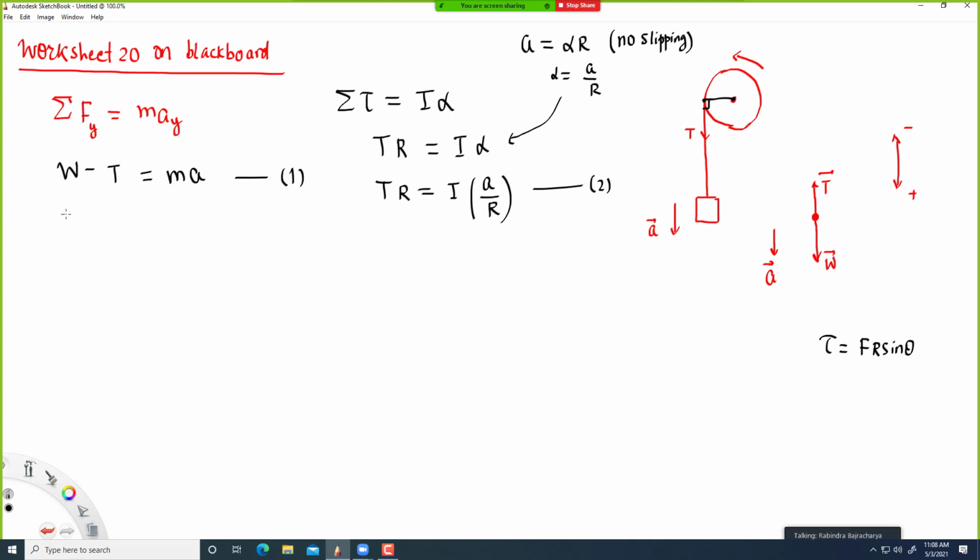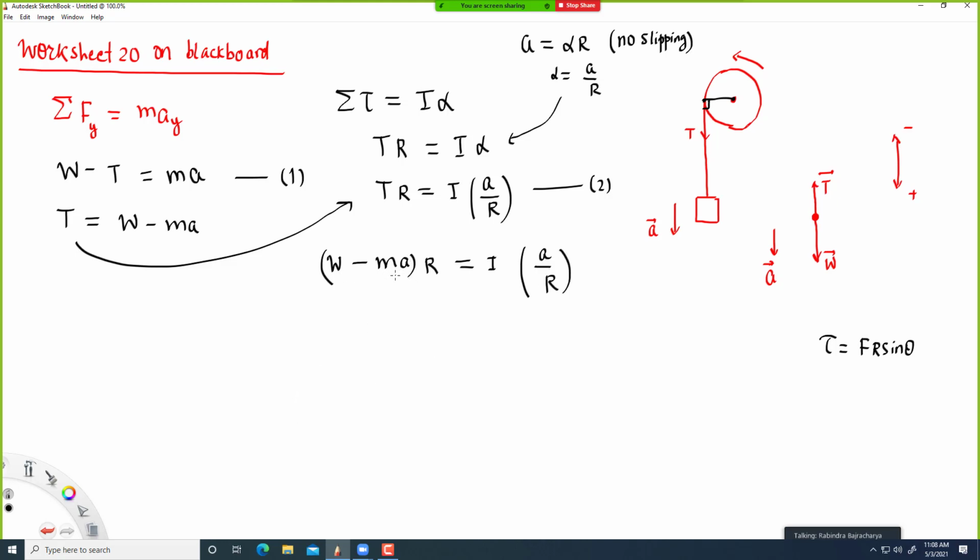So write this in terms of T. T is equal to W minus MA. So you replace T by that expression. So T is replaced by W minus MA, times R, is equal to I A over R. Okay.